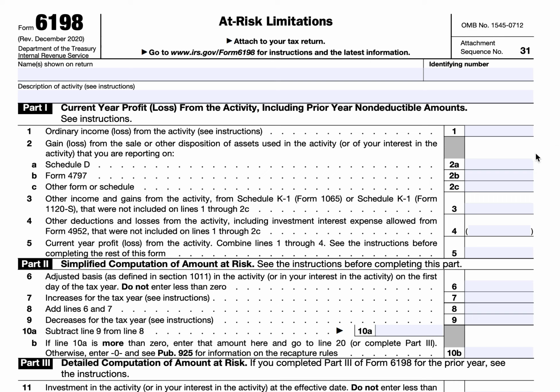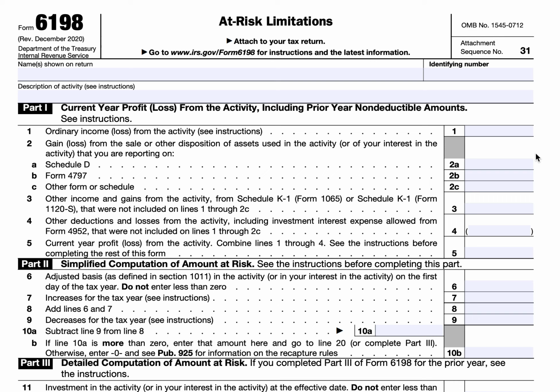You should not include any capital gains or ordinary gains and losses from the sale or disposition of assets. There will be different places later in the form to enter those amounts. For partners and S corporation shareholders, you would simply enter the amount from box 1 of your current Schedule K-1.